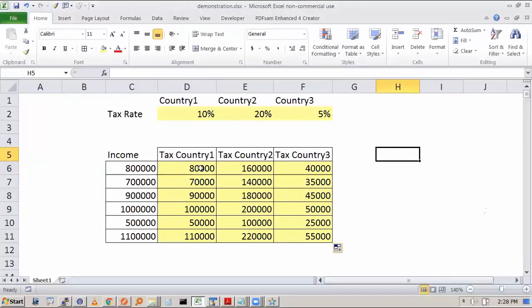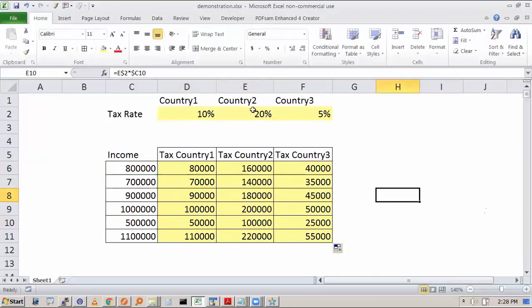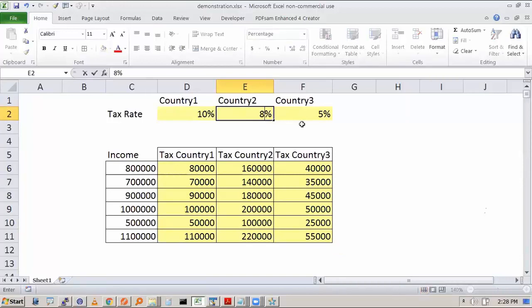Okay. And nowhere I have put any hard coding value. Now let's say suppose this country 3 says no, we will reduce our tax rate to 8%. And see, this has changed. Okay. So only change is done in the input, and all the outputs are changing automatically.